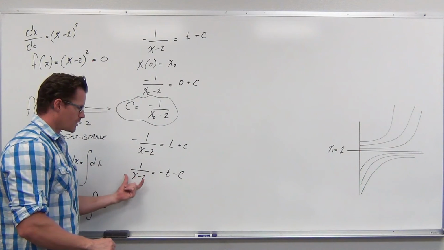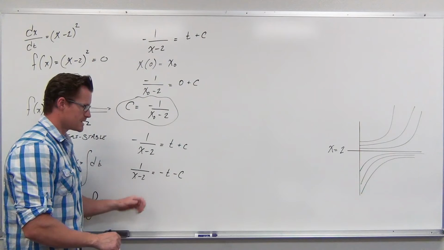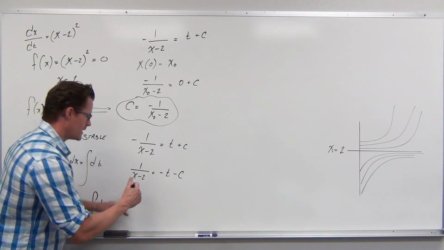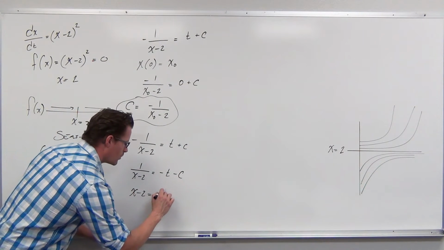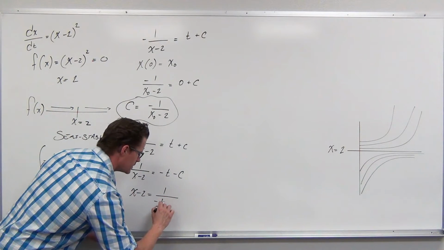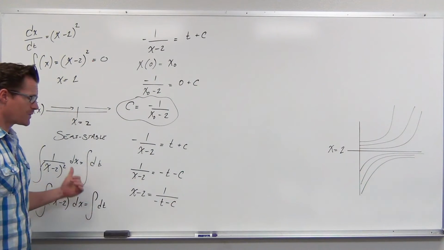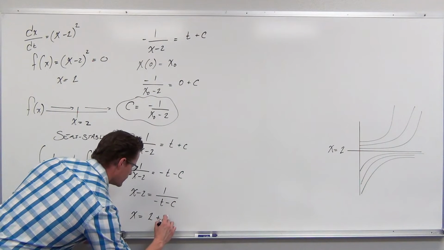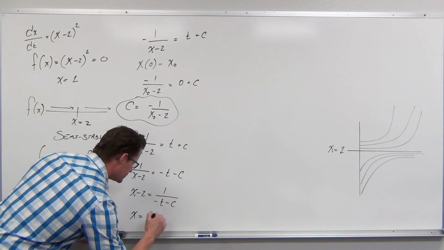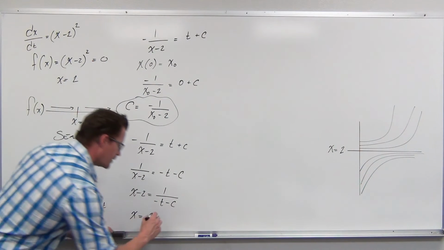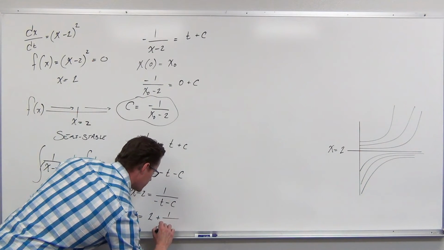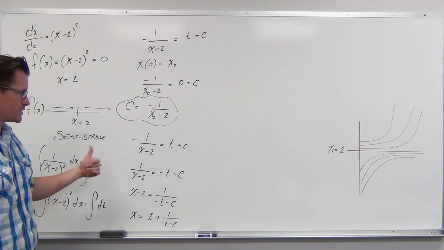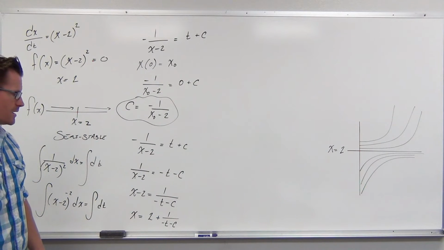Now, because I have 1 over x minus 2 equals negative t minus c, I can make this basically reciprocate both sides. I can say that x minus 2, therefore, would equal 1 over negative t minus c. If we add 2, do I want to do that right now? We could. If I add 2, we get 2 plus 1 over negative t minus c.